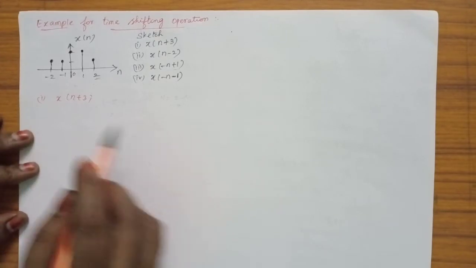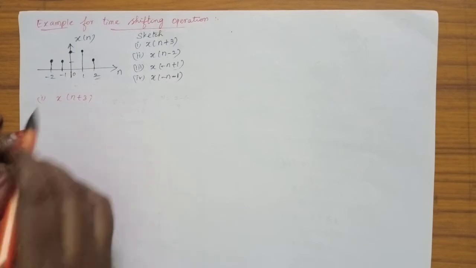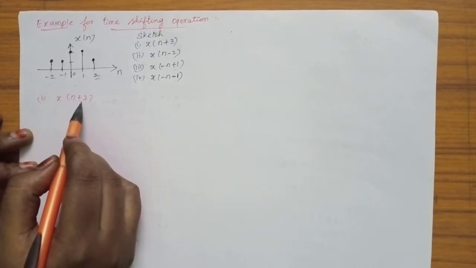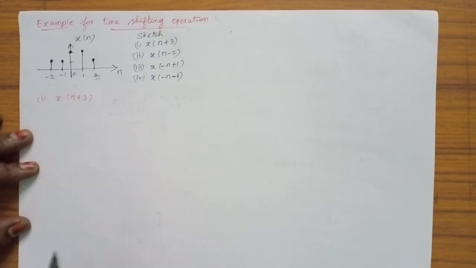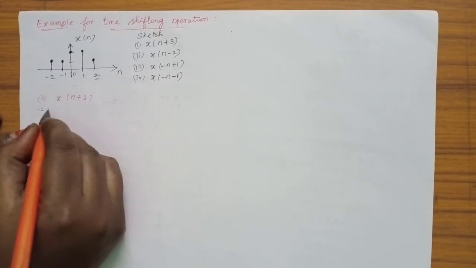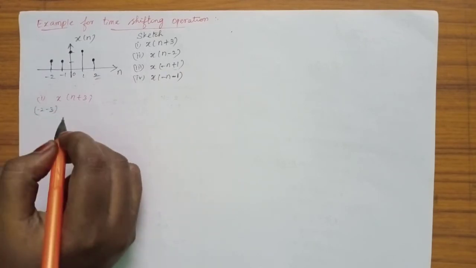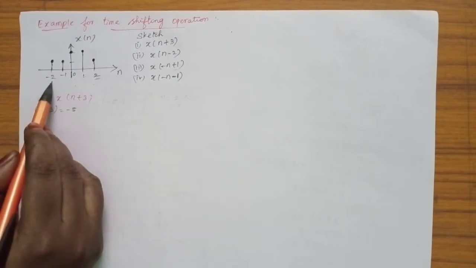First we will plot x of n plus 3. So n plus 3 means we have to subtract 3 from the limits. If we subtract, what do we get? Here minus 2 minus 3 is minus 5.